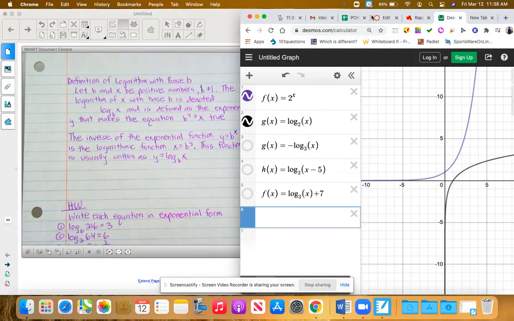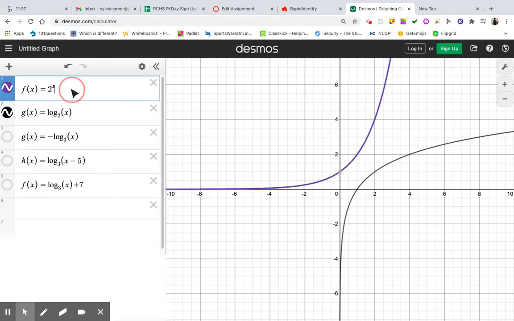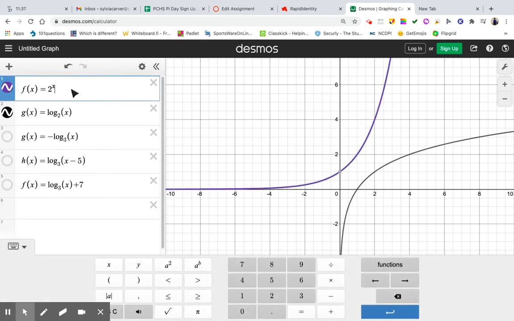So here we are. All right, let's take a look at the purple and the black. So the purple function is exponential growth. It's just one that I typed in. It's going up from left to right. The one in the black is a logarithmic function. So these two functions are inverses of one another. And let me tell you why.